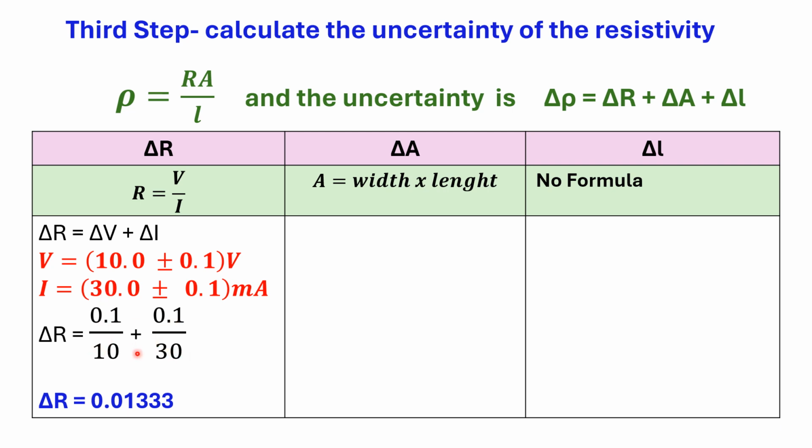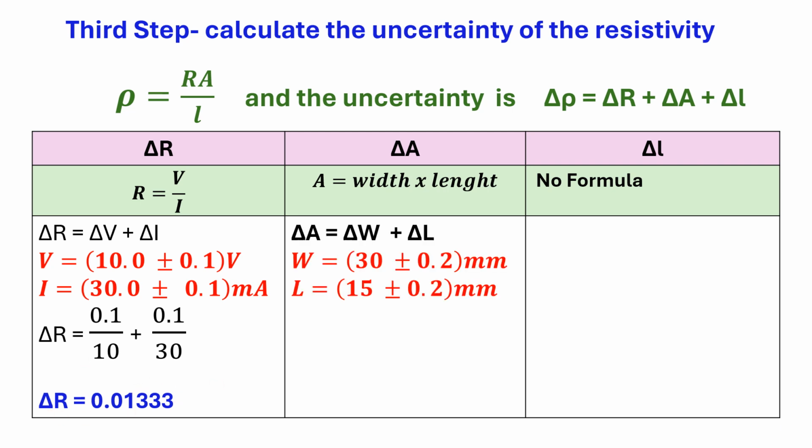So when you add those, you are going to get a very small number, of course, 0.01333, no units, because here we cancel the units when we do the fraction, volts, milliamps and milliamps. So the result of the uncertainty, no units.